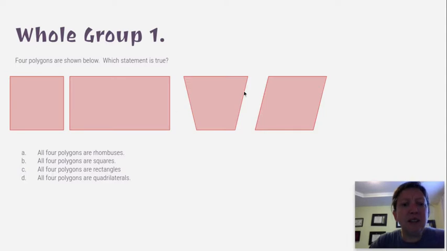So if I look at all these, they are 4. They all have 4 sides. What is a 4-sided polygon called? It's a quadrilateral. Great job.